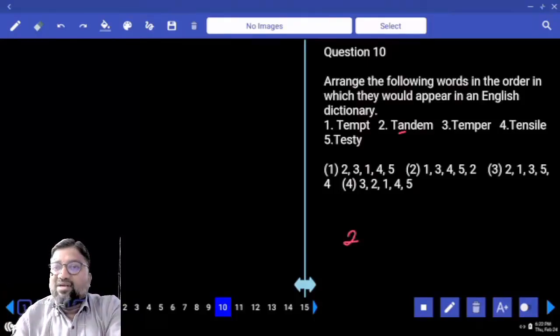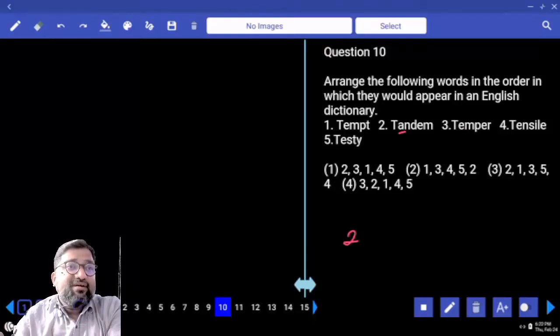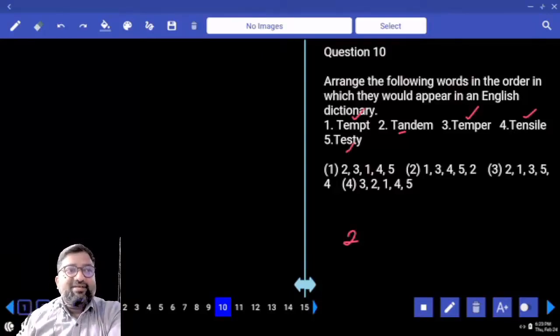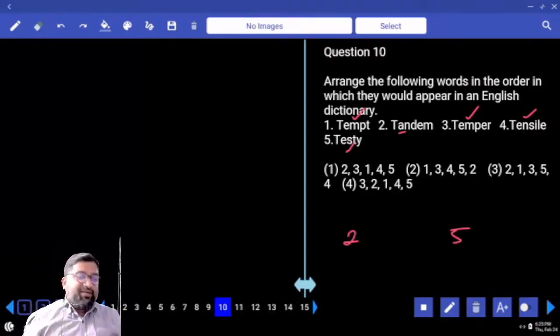Now we'll go for the third letter. Next is E. Apart from the second word, all other words, the second letter is E. Until then you have to compare the third letter. What is the third letter here? M. Here also M. Here N. Here S. M, N, S. So 100% guarantee the last word will be the fifth one. Yes or no? Your answer should start with 2 and end with 5. It's finished. What's my answer? Clear?